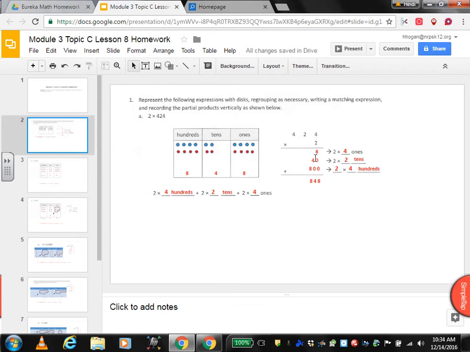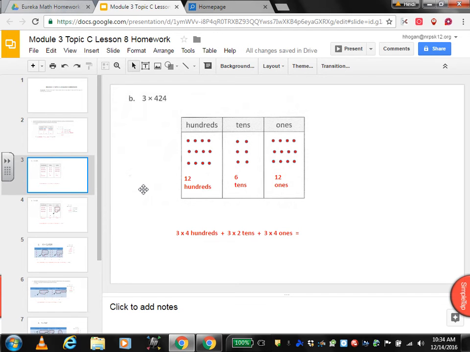So we do the ones first. 2 times 4 is 8. 2 times 2 tens is 40. 2 times 400 is 800. And when you add them up, it's 848. You have to make sure to line up the ones, tens, and hundreds. Let's do the next problem.